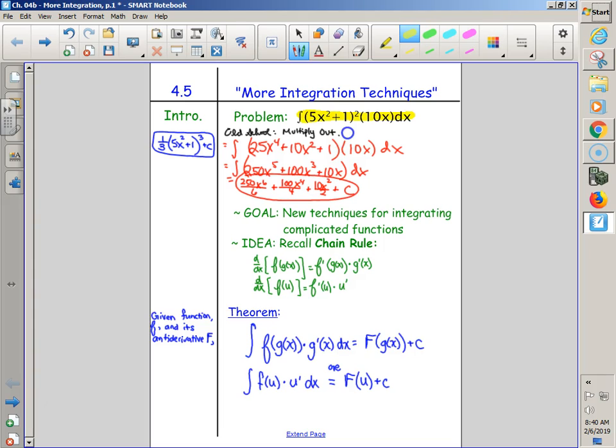What do you guys see when you look at this integral? If you're trying to think about, oh, hey, this can be true. Let me get a nice thin circle so it doesn't distract. There we go. What do you guys see? That's a u prime dx. What's the u?